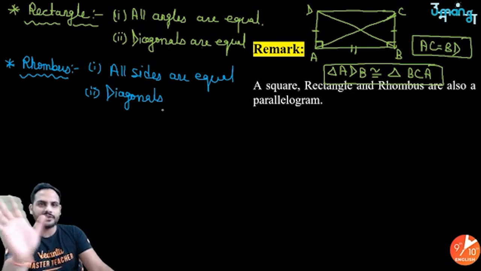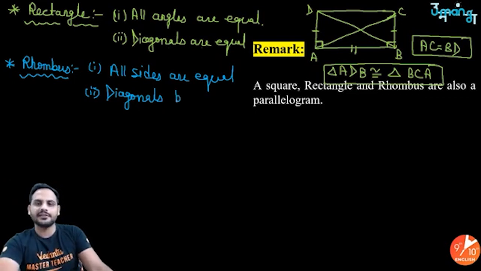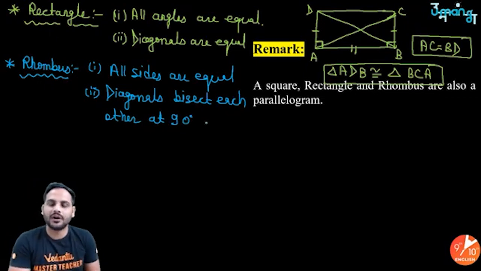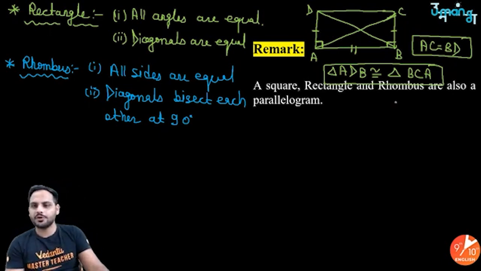In a rhombus also, the diagonals are not equal, but diagonals bisect each other. Diagonals bisect each other at 90 degrees. That means the diagonals of a rhombus are perpendicular to each other. Okay, how do you prove this part?